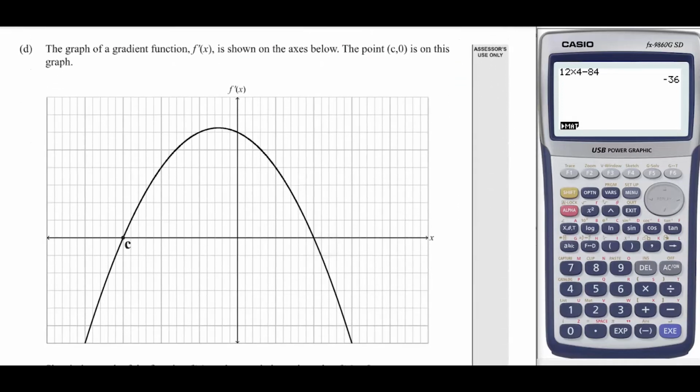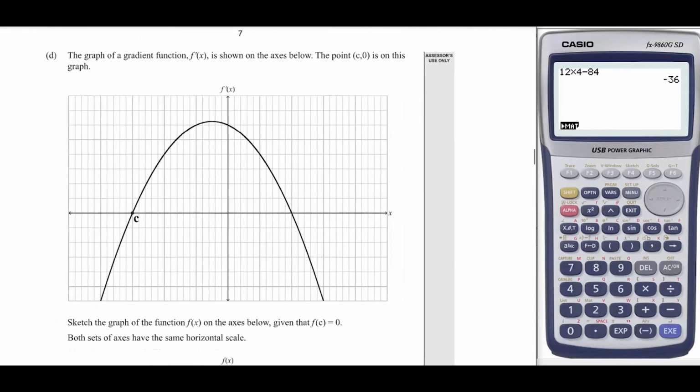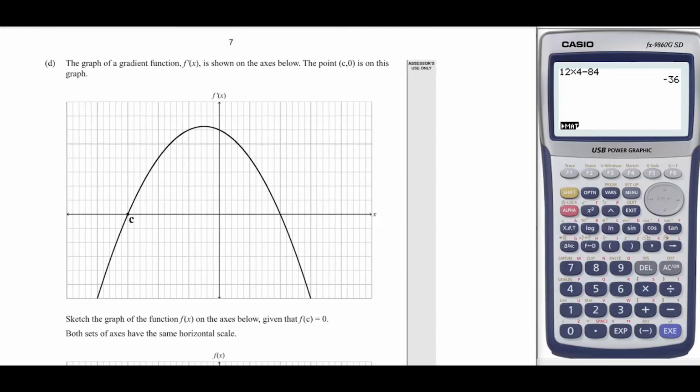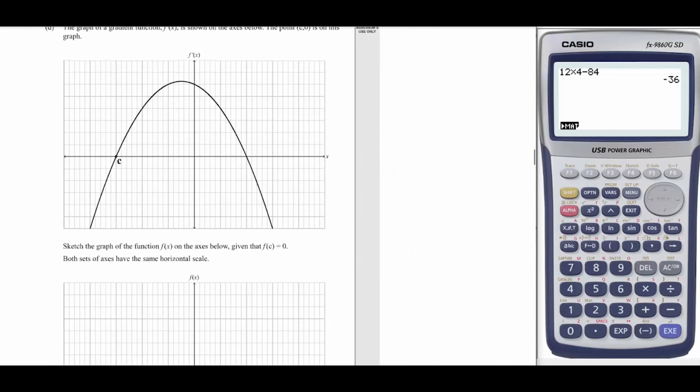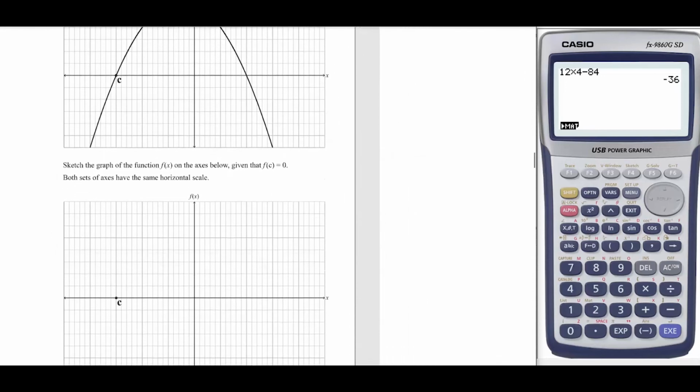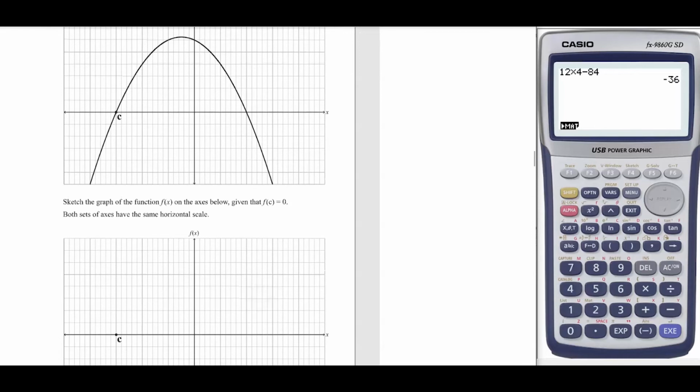Okay, for part D, we have got the graph of the gradient function given to us in this picture. The point C, 0 is on that graph. Sketch the graph of the function itself. So it's kind of the opposite way around to the one we've already done. And we will put what that could look like below.